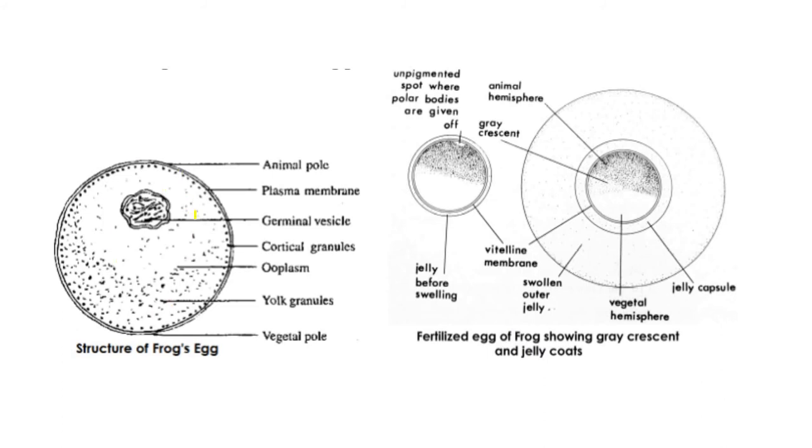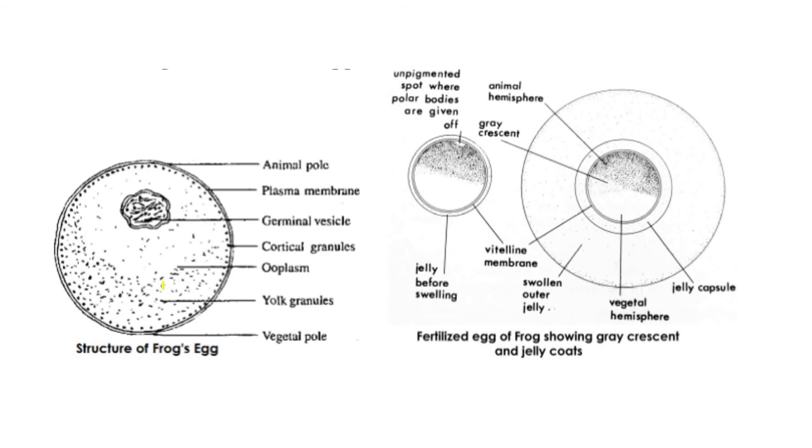And the frog egg is telolecithal because the yolk present in the frog egg is not evenly distributed. That is, the yolk is unevenly distributed: at one pole it is more, and at the other pole it is less. So the frog egg is called telolecithal. Two words you have to remember are mesolecithal and telolecithal.